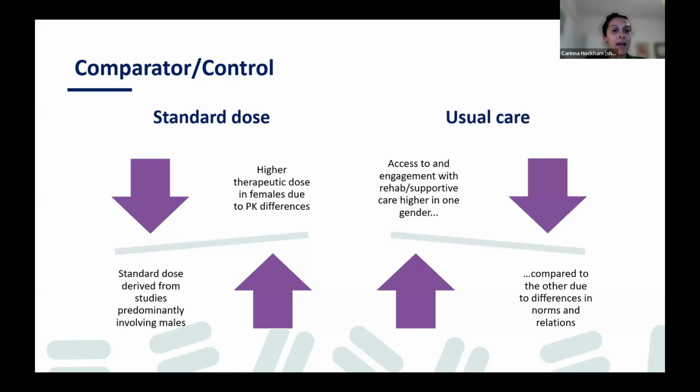For usual care, access to and engagement with healthcare services can differ across genders due to differences in gender norms and relations, as Alison outlined in her talk. So again, the comparator may not be socially equivalent between gender groups. Now, there may not be much that you can do about this at this stage, but by being aware of it, it allows you to build this into your analysis plan, and perhaps more importantly, keep it in mind when interpreting your findings.